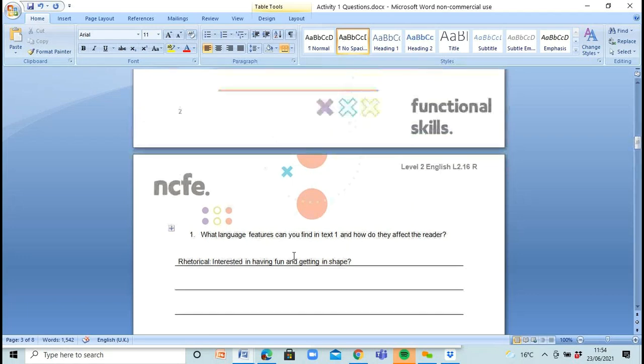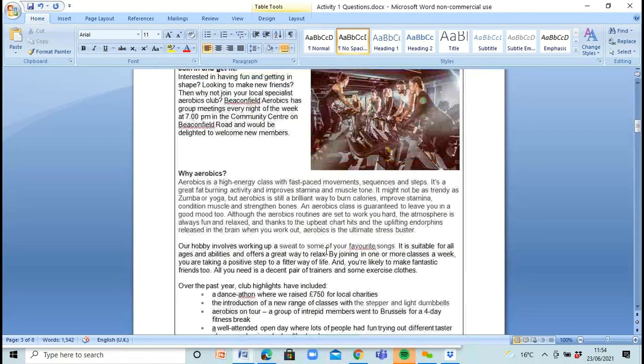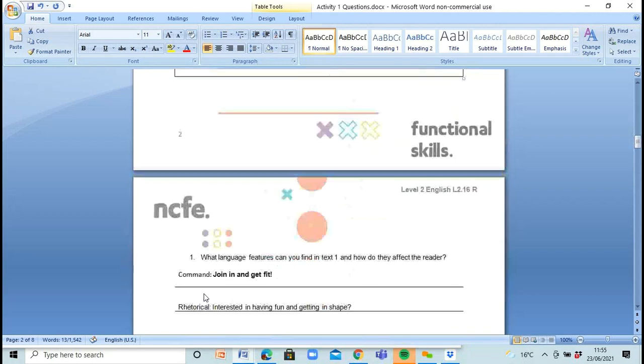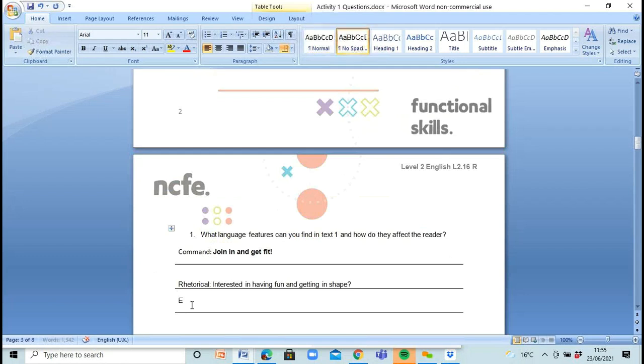And then they've got exaggerations in here, what I noticed. So let me find where the exaggerations is. I remember it saying aerobics class is guaranteed to... there you go. An aerobics class is guaranteed to leave you in a good mood too. So that is an exaggeration because some people like exercise, some people don't. Some people might get a bit moody after they've exercised. How do you know it's going to leave you in a good mood? So that's a bit of an exaggeration there. So do you get what sort of things I'm looking for here?